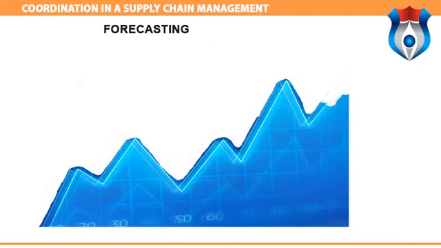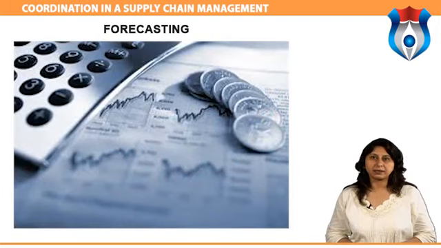Features of forecasting. Peculiarities, characteristics, or features of forecasting are as follows. Forecasting is concerned with future events. It shows the probability of happening of future events. It analyzes past and present data. It uses statistical tools and techniques. It uses personal observations.